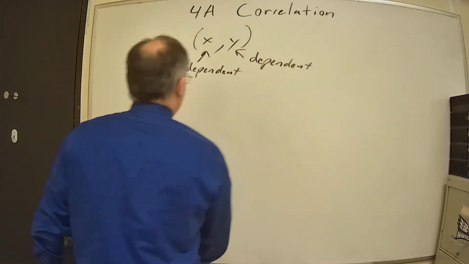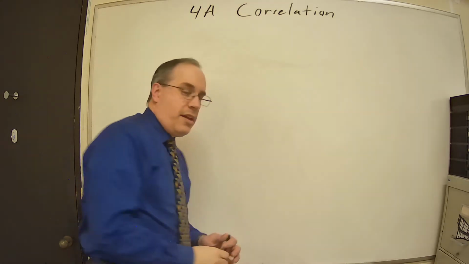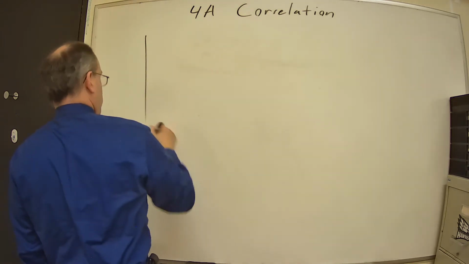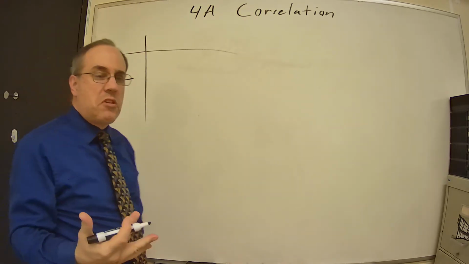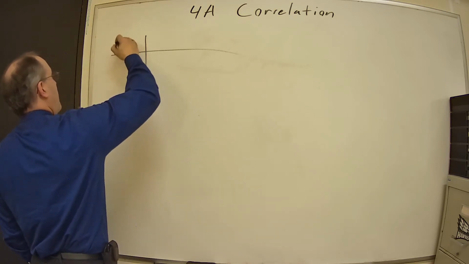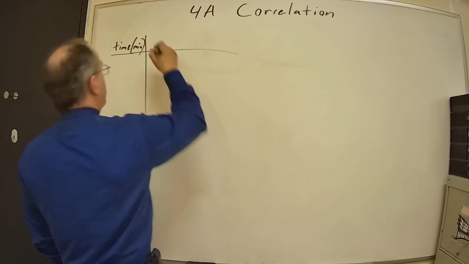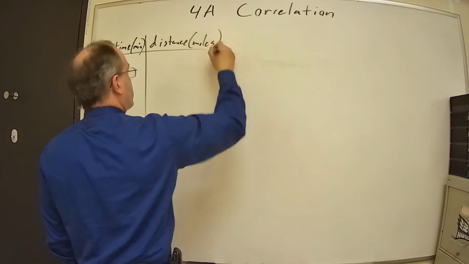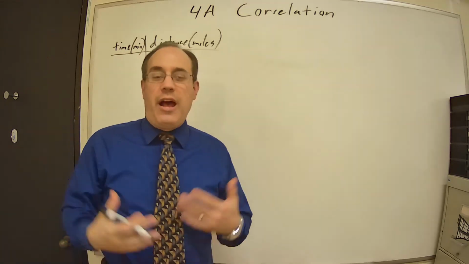So first thing we're going to do with this is we're going to put a set of data points up here, some bivariate data, and then we're going to create a scatter plot. So let's get some data up here. So I'm going to do, let's do driving time. So I'm going to say time in minutes and distance traveled in miles. So I'm going to ask some people, how long did you drive for and how much distance did you cover?